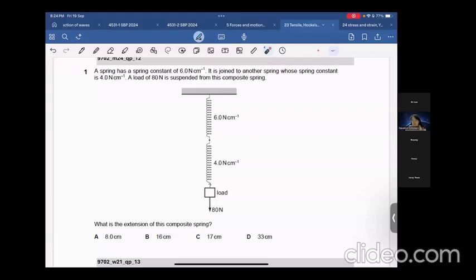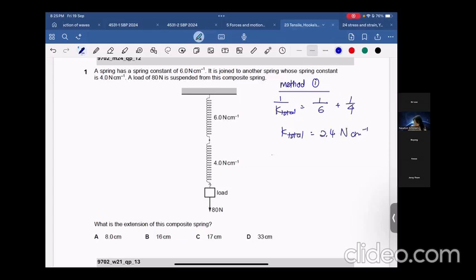Fawal, can you tell me why you gave that answer just now? Now I show you. We use method 2 today. What is the method that we learned? 1 over K total equals 1 over 6 plus 1 over 4. When you do the calculation, K total, I assume this is a single spring, will be 2.4 Newton per cm. So if I redraw, I can assume this is a single big spring with force 80 Newton, and my K is 2.4 Newton per cm.